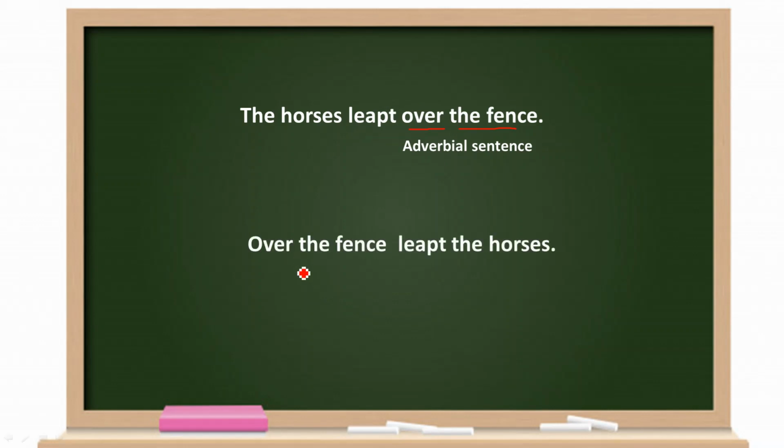Over the fence leapt the horses. Now we have the adverbial sentence, which is now at the beginning of the sentence. After that we have the verb, and then we have the subject, the horses. This is the new order of the sentence: adverbial sentence at the beginning, the verb, then the subject.